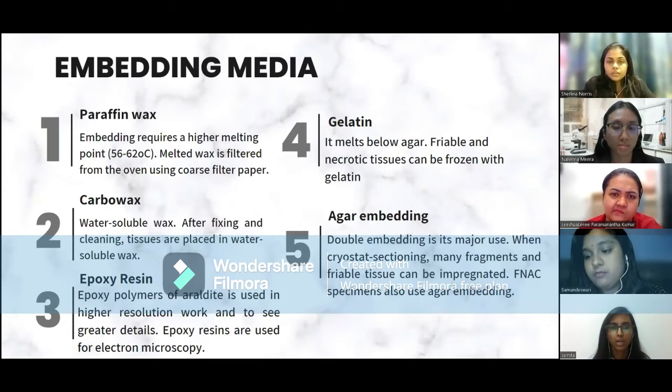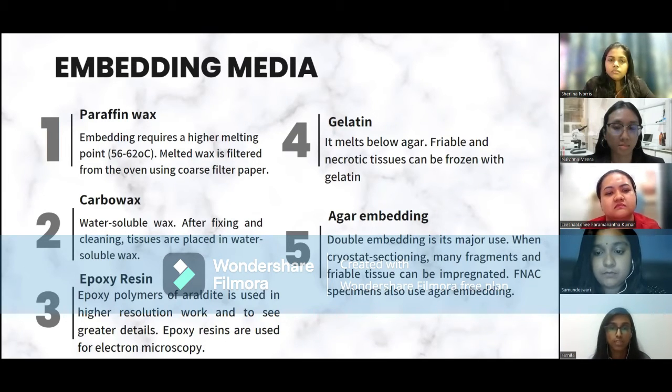There are a few embedding media that we use in the lab. Paraffin wax with a higher melting point, which is 56 to 62 degrees Celsius, is used for embedding. The molten wax is filtered inside the oven through a coarse filter paper into another container. This will protect the knife edge. Others are carbowax, epoxy resin, gelatin, and also agar embedding.